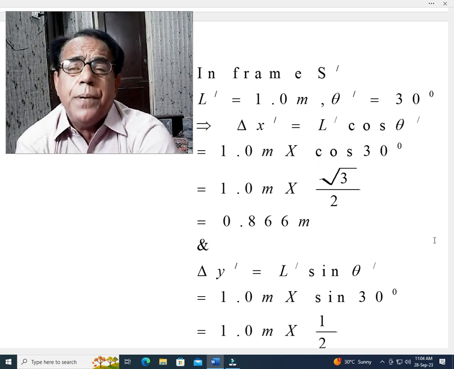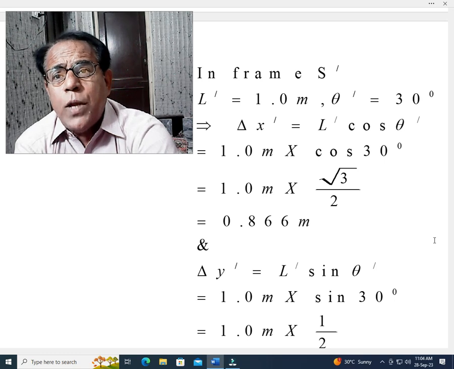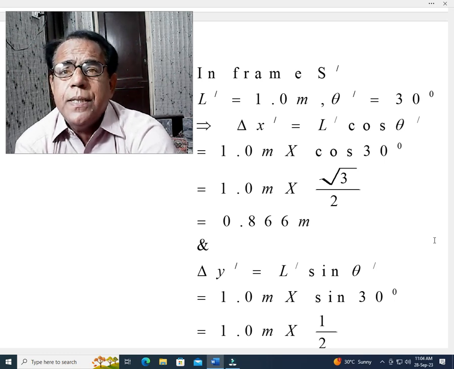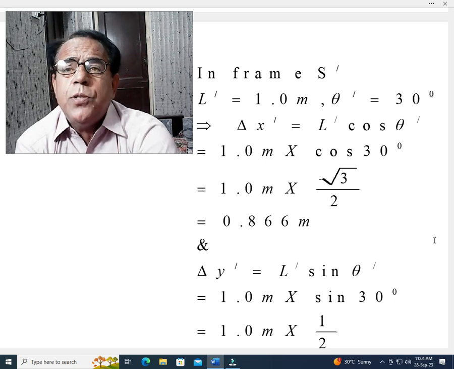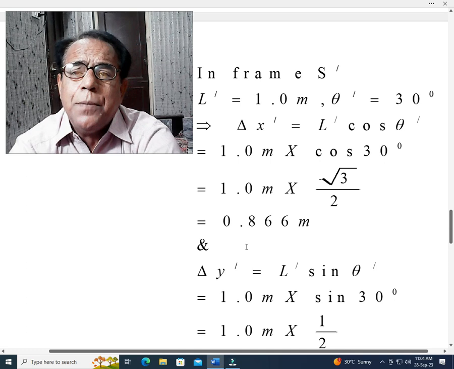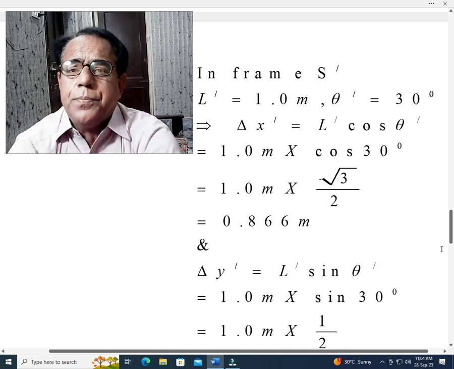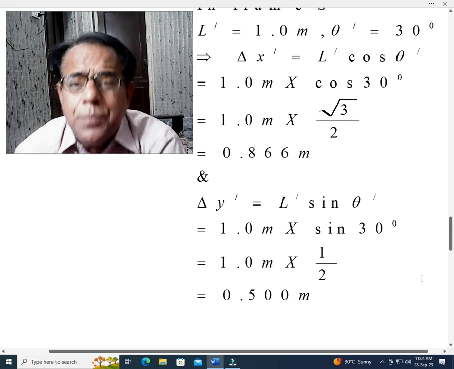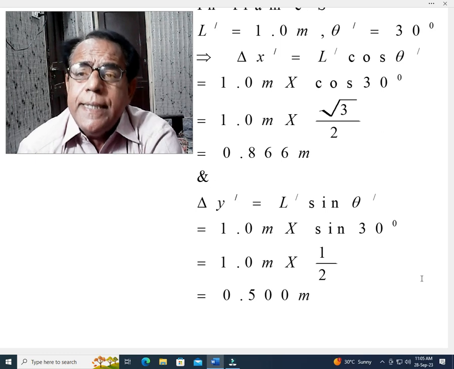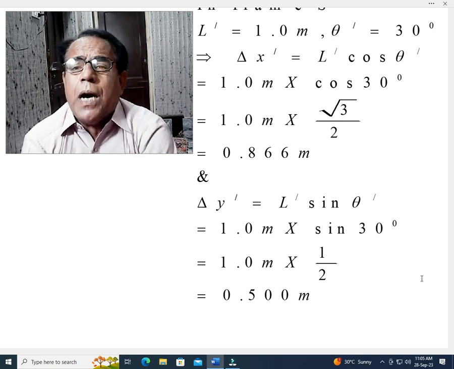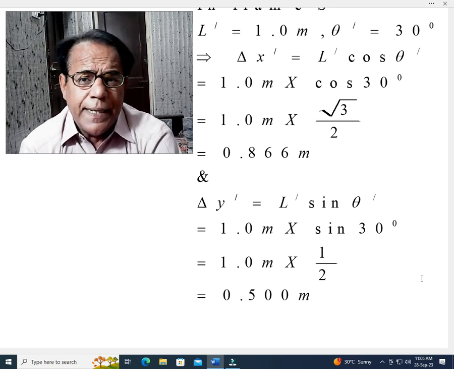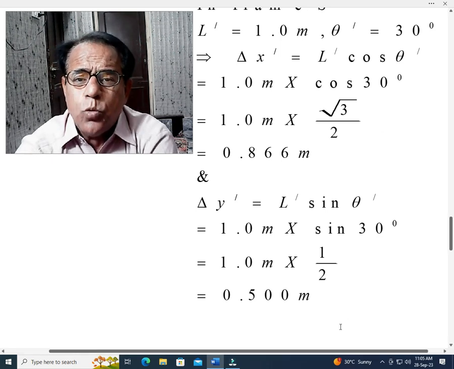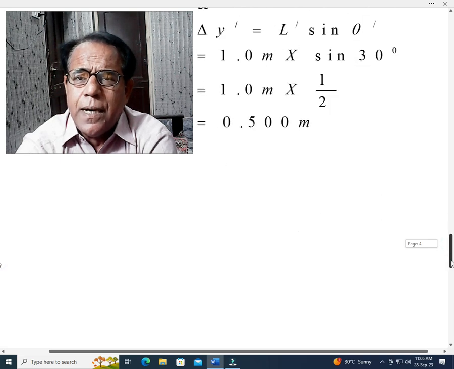This implies that delta x dash is equal to L dash cos theta dash. This becomes equal to 1.0 meter into cos 30 degrees, which is 1.0 meter into root 3 by 2, because value of cos 30 degrees is root 3 by 2. Hence in this way delta x dash becomes equal to 0.866 meter. And delta y dash is equal to L dash sine theta dash. This becomes equal to 1.0 meter into sine 30 degrees. We know that value of sine 30 degrees is equal to half or 0.5. So delta y dash finally becomes equal to 0.500 meter, that is half meter.